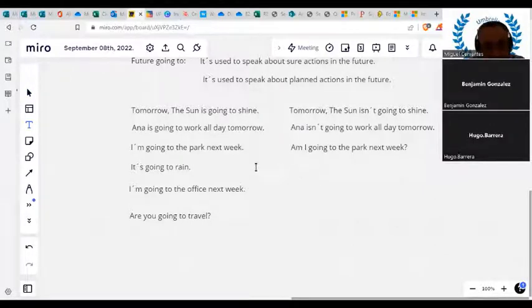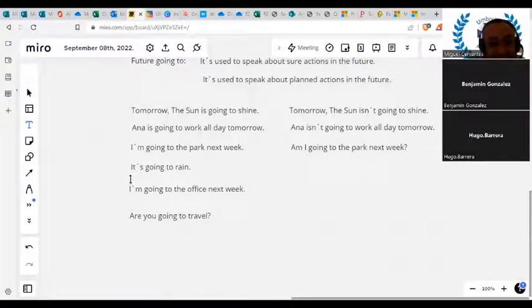It's going to rain. What about the question? It's the same. It's going to rain. This is the affirmative, okay? Aquí dice, va a llover. How do you say, Benjamin, the question? Va a llover? It's the same. It's going to rain. Remember, here, Benjamin, here is the contraction, okay?